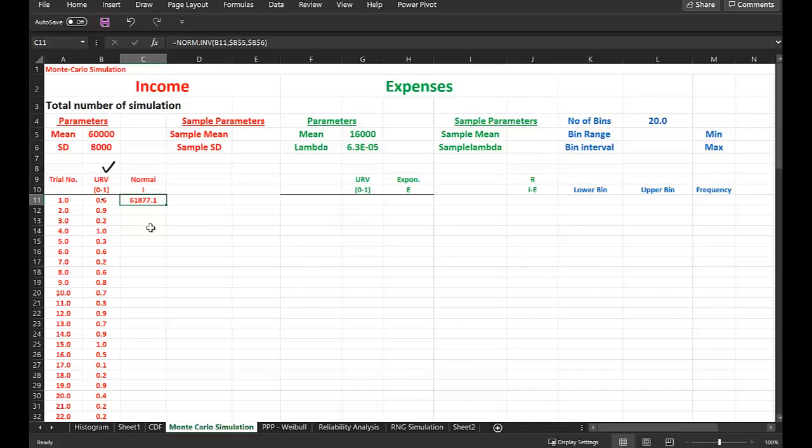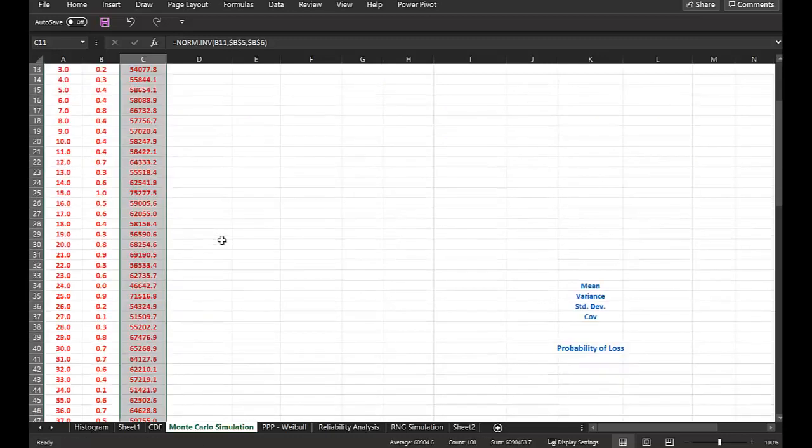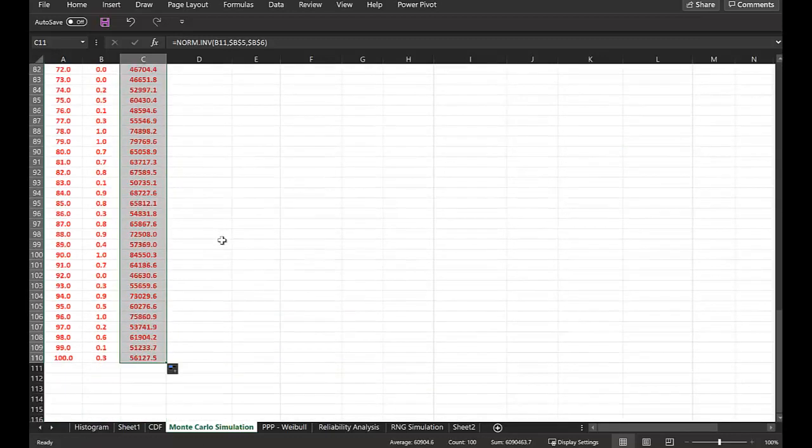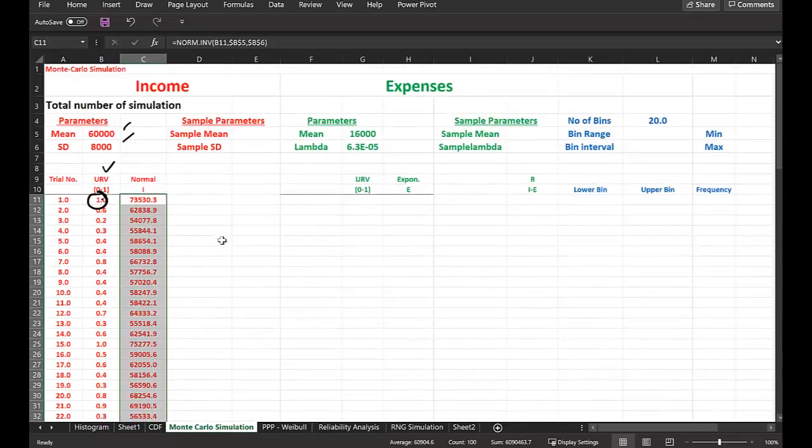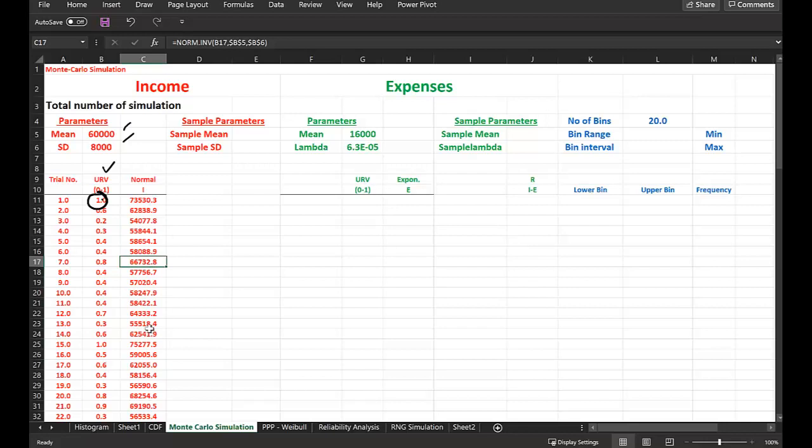So first we simulated a random variable and the corresponding value using this mean and standard deviation. Basically we simulated a random sample for income. Similarly I can drag this and we can simulate 100 samples of incomes. Similarly now we have to simulate 100 samples for the corresponding expenses, that follow the exponential distribution. Before that, we can also calculate the sample mean.